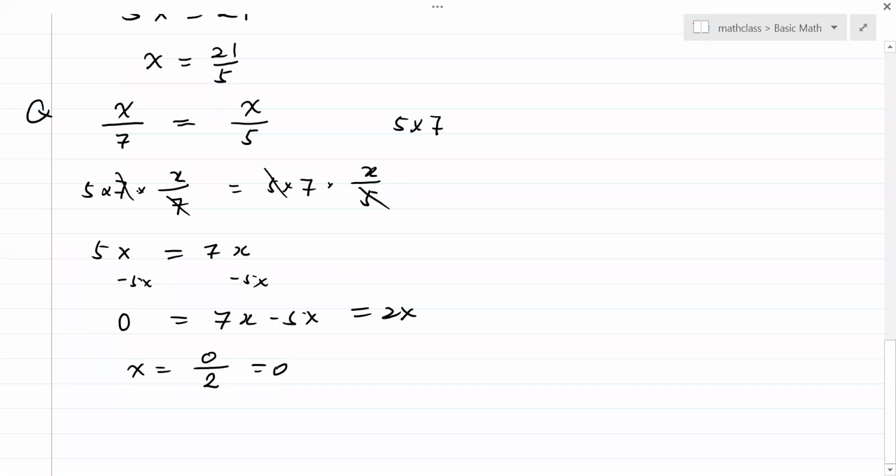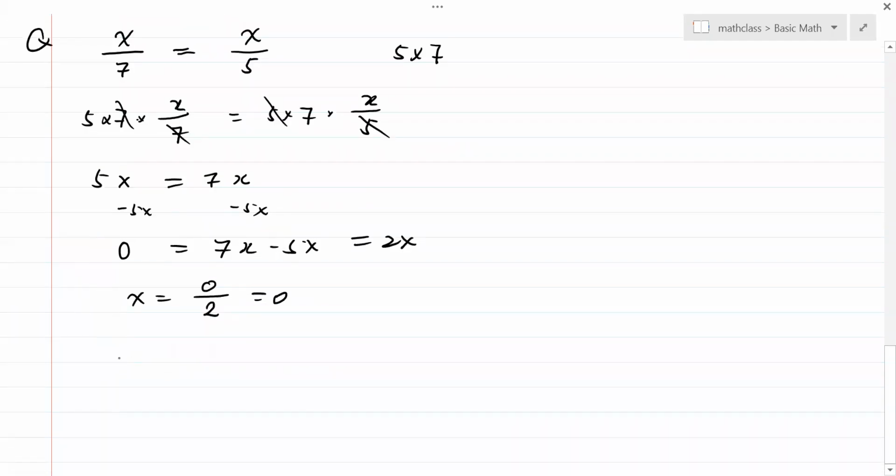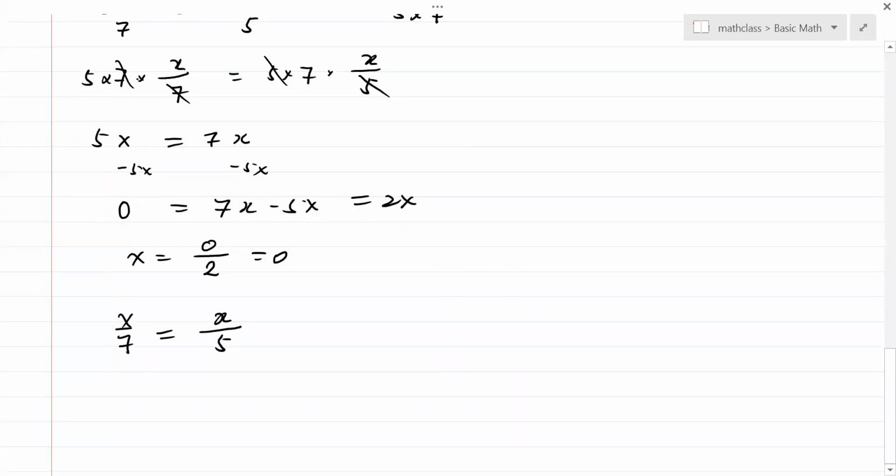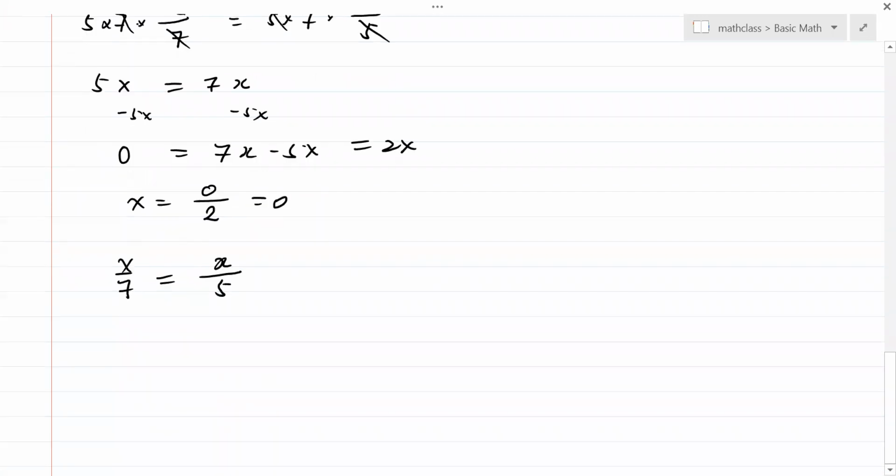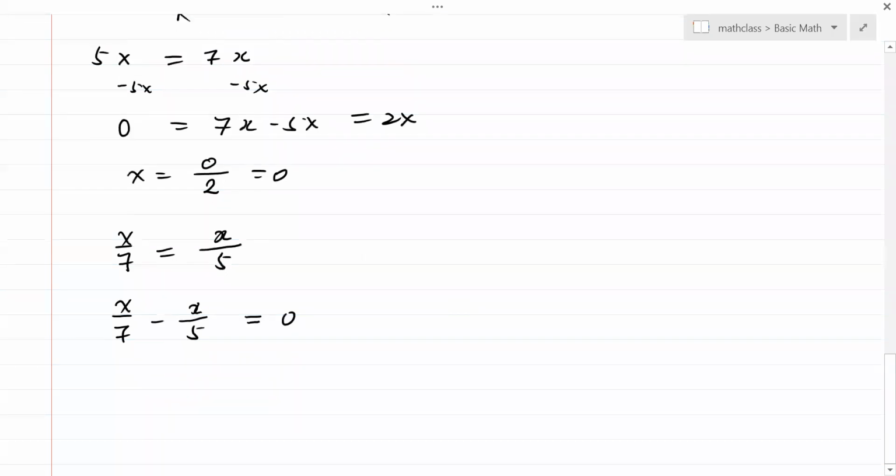Now I can see that at the very beginning, I don't even need to solve it. Let's go back to x over 7 equals x over 5. How do you see at the very beginning that the solution will be 0? You can move x over 5 to the left-hand side, and you get this equation.